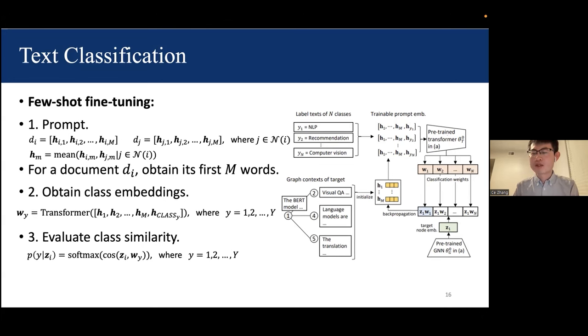So after convergence, if we observe a new document, we input it to the model together with prompt embedding, and then we can obtain class embedding. And then we compare the similarity between graph neural network embedding and class embedding and see which class has the highest similarity.